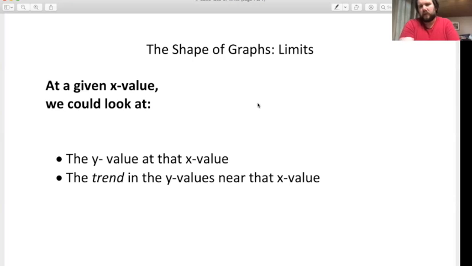We need to introduce an idea that is often a stumbling block for people, but I don't think it has to be. The term is limits. Here's the big idea about limit.